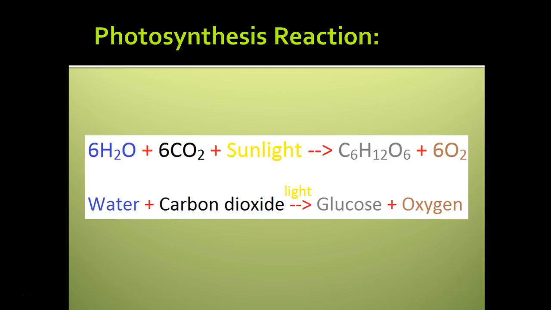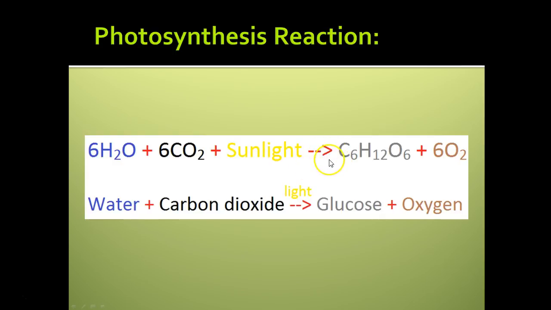So here's the formula. The target says that you have to be able to write this out. You need to be able to write it out either at the top in terms of the chemical symbols, or you can write it out in terms of the words. If you look here, what's to the left of the arrow in any chemical reaction is known as the reactants. These are the things that the plant is using. And look at what it says. It's using water, carbon dioxide, and sunlight.